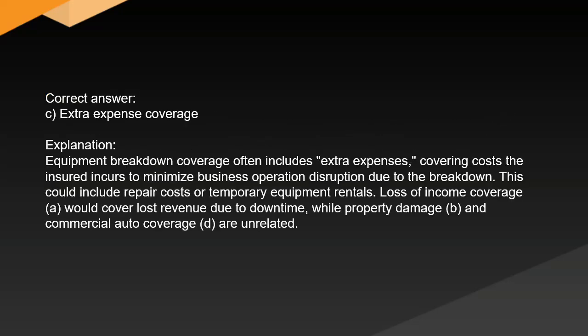Correct answer. C. Extra expense coverage. Explanation. Equipment breakdown coverage often includes extra expenses, covering costs the insured incurs to minimize business operation disruption due to the breakdown. This could include repair costs or temporary equipment rentals. Loss of income coverage, A, would cover lost revenue due to downtime, while property damage, B, and commercial auto coverage, D, are unrelated.